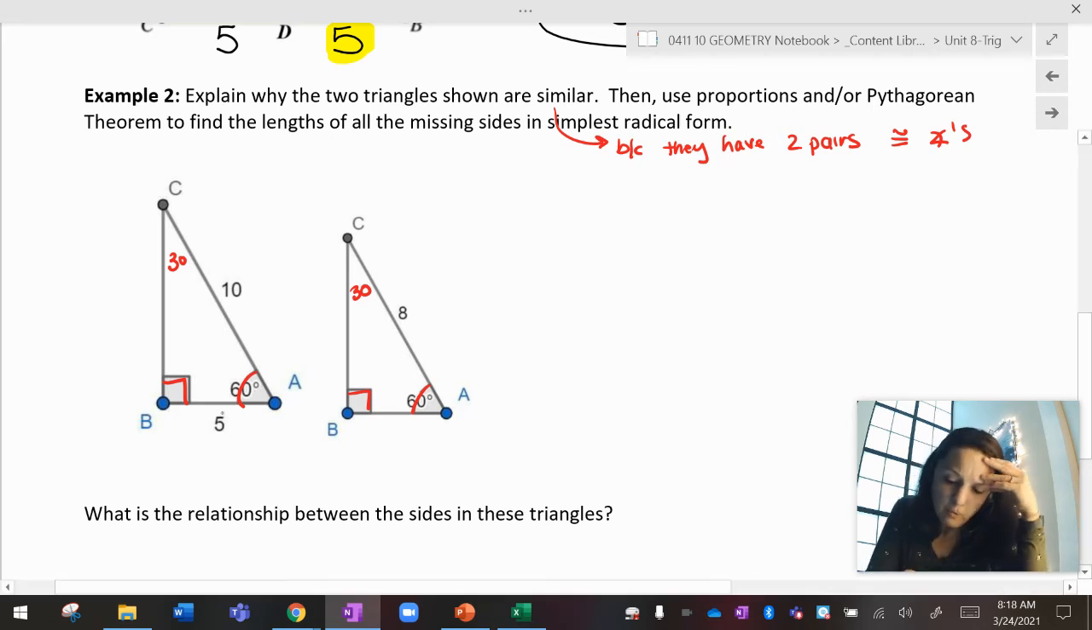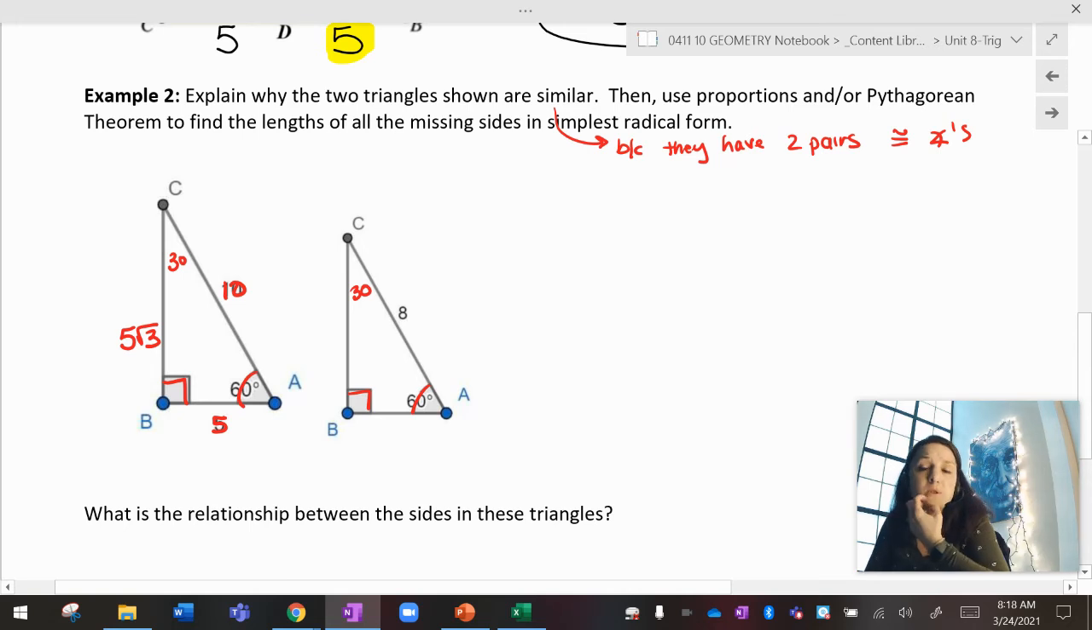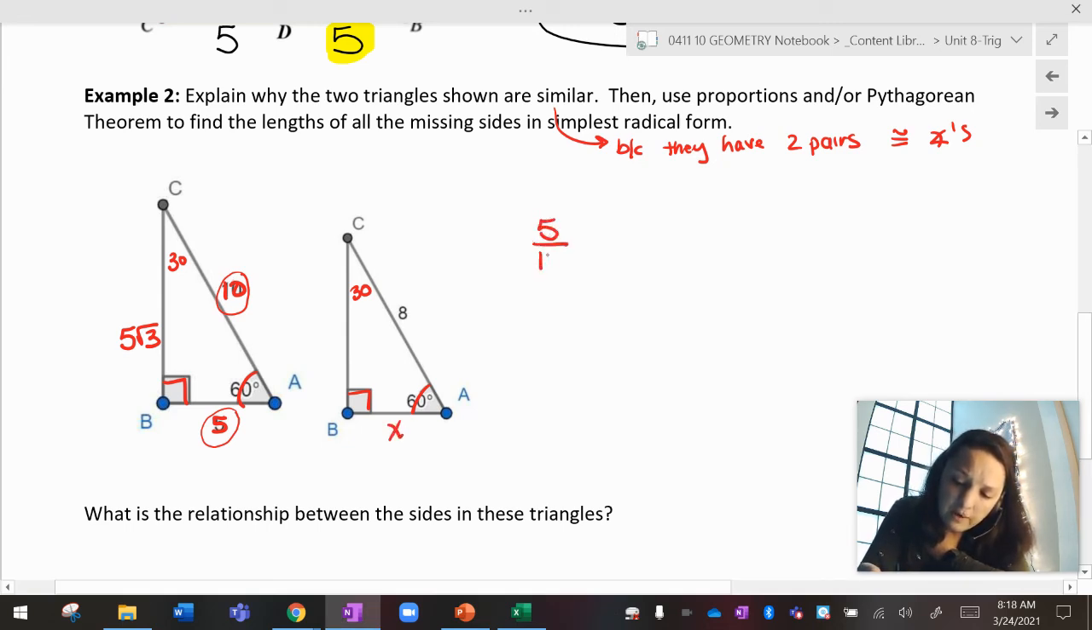Okay, fine. Well, this is 5. This is 10. We just learned that this other one is 5 root 3, so I'm just going to use my previous knowledge. And now I'm going to use the fact that they're similar to make some proportions. Let's set up a proportion. In this figure, the bottom is 5, the hypotenuse is 10. In this figure, I'll call the bottom x and the hypotenuse is 8. So 5 to 10 should be the same ratio as x to 8.